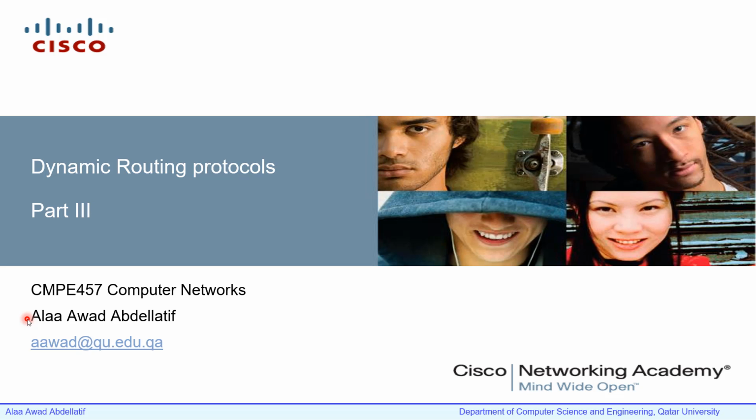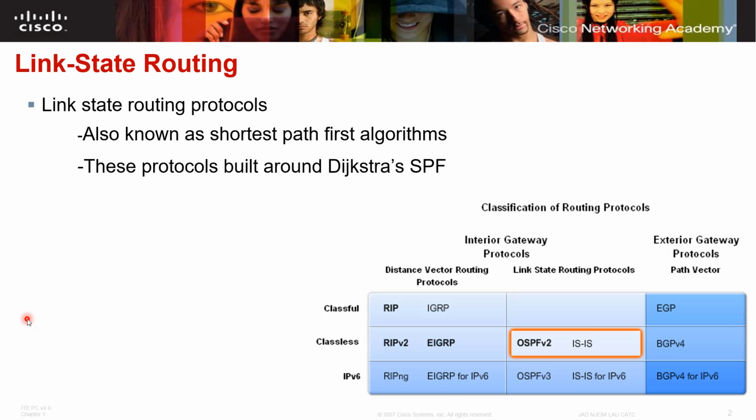Morning. So today we'll start our last part for dynamic routing protocols, part 3. In the first two parts, we discussed distance vector routing protocols. We focused on RIP, RIP, and EIGRP protocols as examples of distance vector routing protocols.